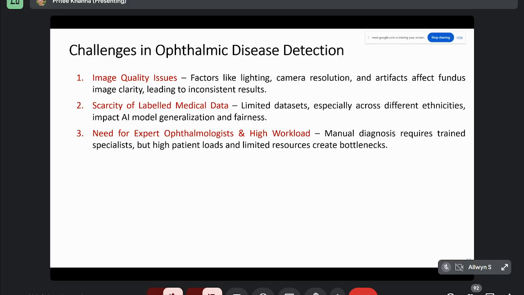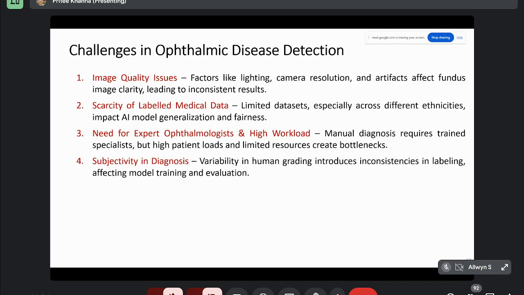So although our work stands well over there, remember, it was very difficult to get their time, because if you ask them to label 50, 100, 200 images for you, it is a difficult task, right? Then we have subjectivity in the diagnosis, because there might be variability in the human grading. Especially in the case of microaneurysms, when we showed it, there was some difference among the three ophthalmologists also, right? So there might be variability in the human grading, which may introduce inconsistency in the labeling process.